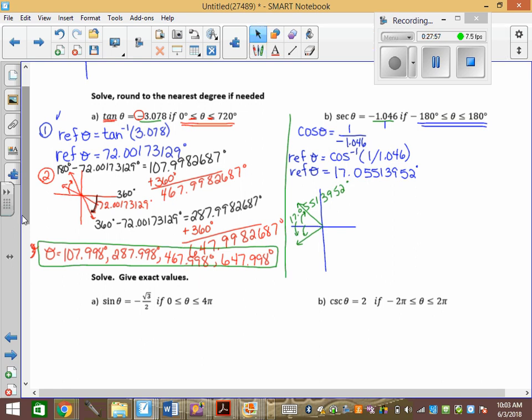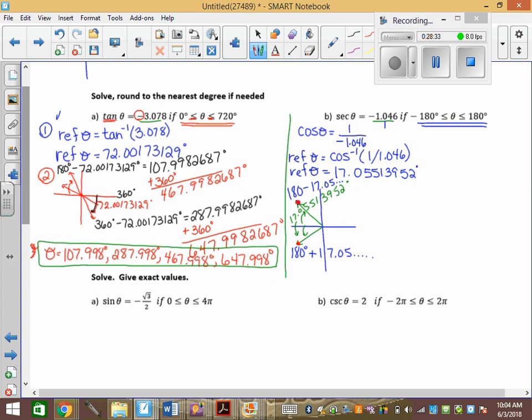So how am I going to get my answers? To get this answer, I'm going to go 180 minus 17.05 dot dot dot. And to get this one, I'm going to go 180 plus that reference angle. If it's in quadrant 1, the reference angle is equal to the angle. If it's in quadrant 2, I do 180 minus my reference angle. If it's in quadrant 3, I do 180 plus my reference angle. If it's in quadrant 4, I do 360 minus my reference angle.